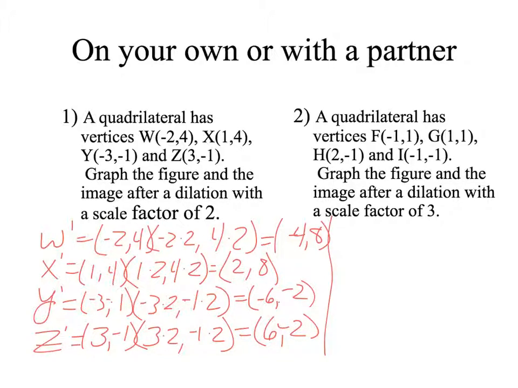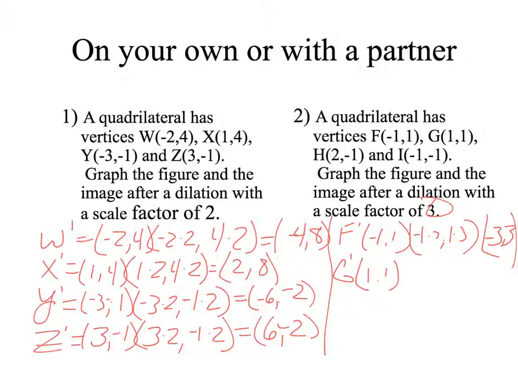Over here, number 2, scale factor of 3. F is at -1, 1. Multiply each by 3, so -1 times 3, 1 times 3. I know I'm writing small now, so my 3's look really bad. That's going to give me -3, 3 as F prime. G is at 1, 1. Multiply both by 3, and G prime will be at 3, 3.